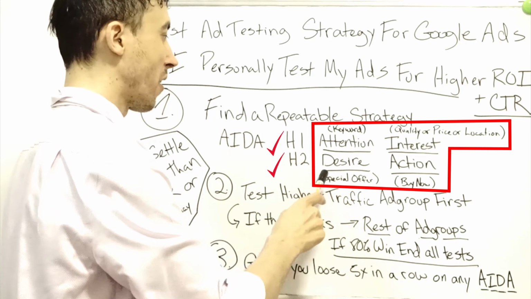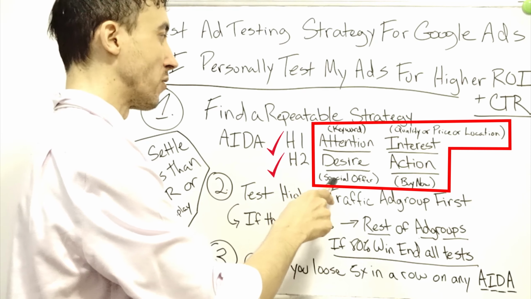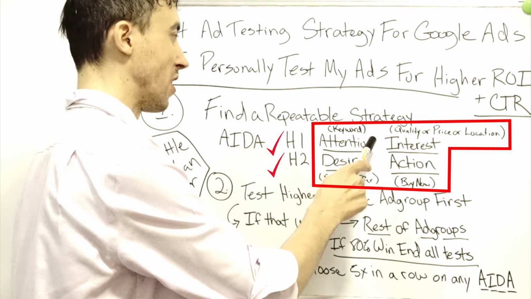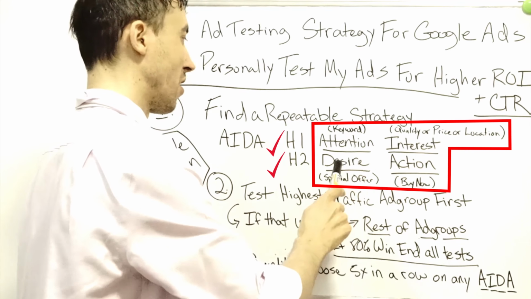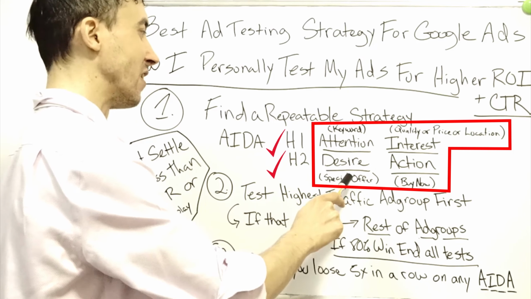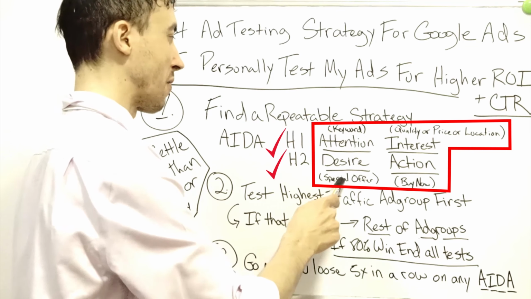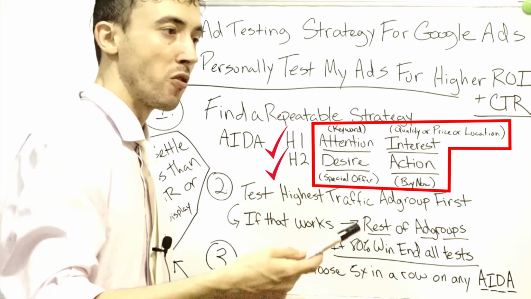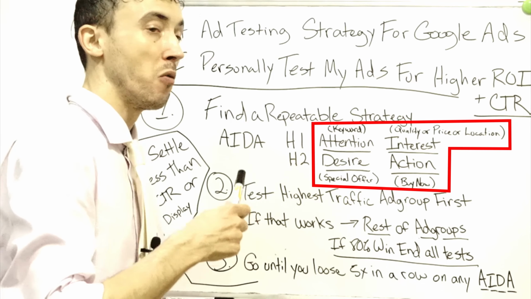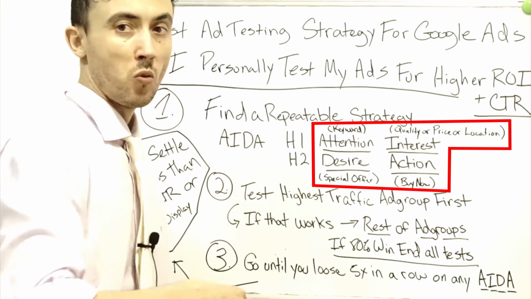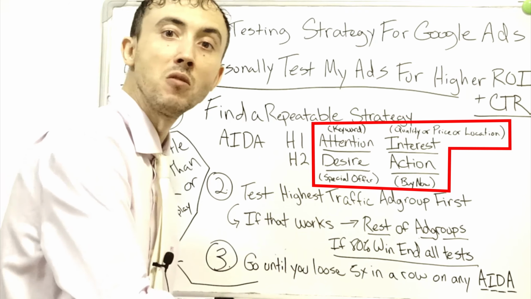Desire is the first part of headline 2. So you have the first part of the first headline for attention, the second half of the first headline for interest, and the first half of the second headline is going to be the desire portion. So you're going to have a special offer there. You know, we offer green, blue, black. We offer free shipping. We'll come pick you up.